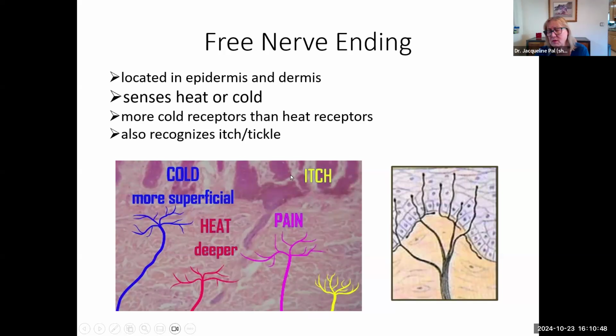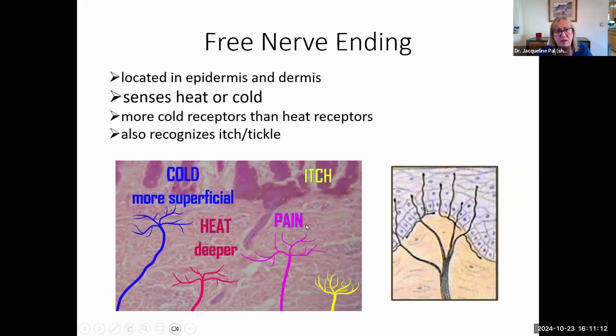Some people think the cold ones are more superficial than the heat ones. Yes, we know we have more cold receptors than we have heat ones. They generally look pretty much the same. Maybe there's a little bit of difference. We also know we have free nerve endings that can recognize itch and also tickling, and also we're going to talk later that pain and some other ones are actually free nerve endings.